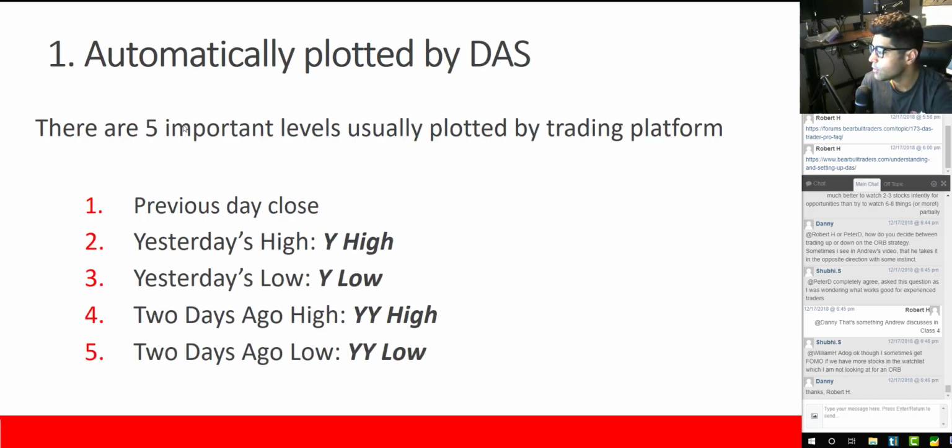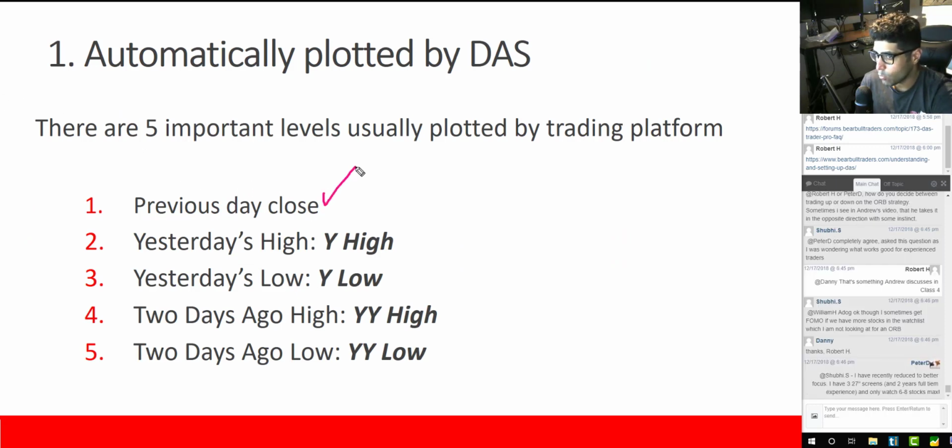So what are those automatic ones? There are 5 levels. Previous day close is the most important one. Yesterday's high and yesterday's low, we call them Y high and Y low. And 2 days ago high and 2 days ago low.